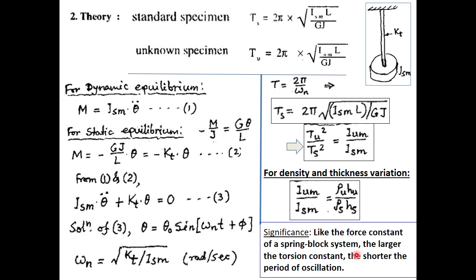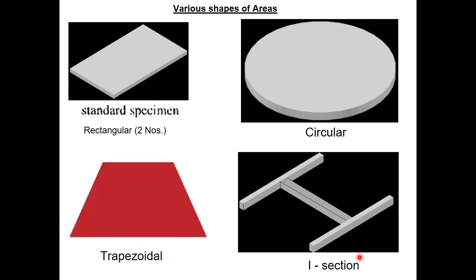Okay. So this is the same for our translatory motion, for the spin lock system. It is the same thing. So that is known to us. Okay, these are the unknown shapes for which we will carry out the experiment.